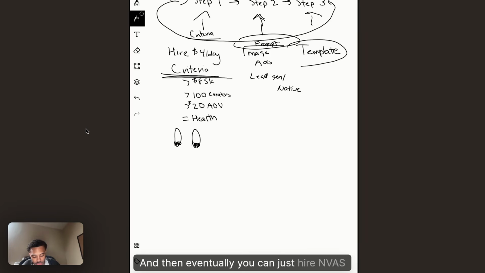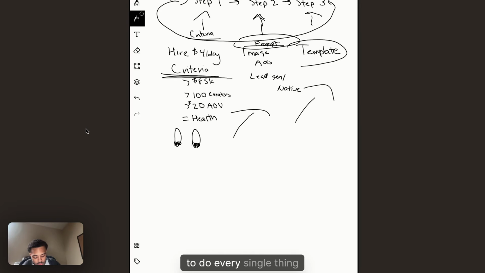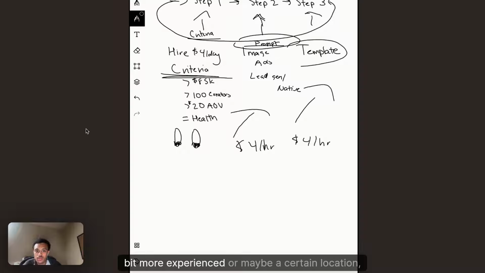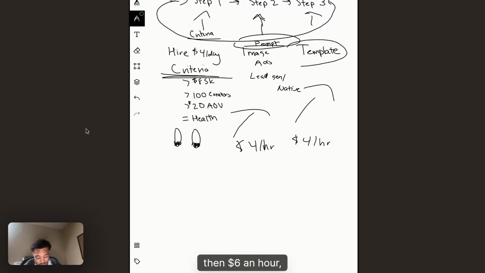And then eventually you can just hire in VAs to do every single thing for $4 per hour. If you want someone smarter, or not smarter, a bit more experience, or maybe a certain location, then $6 an hour. You feel me? Boom. Get to number 2. This is strategy, I believe.